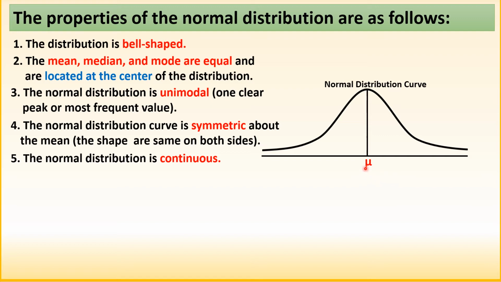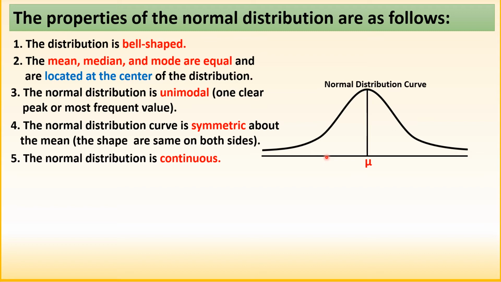Then, below the mean, yung nasa left side natin, kung ang mean natin ay 10, so, pwede tayong magkaroon ng values na 9.1, 8.5, 6.3, 5.2.